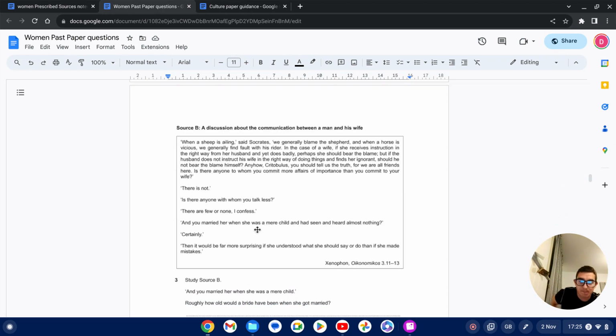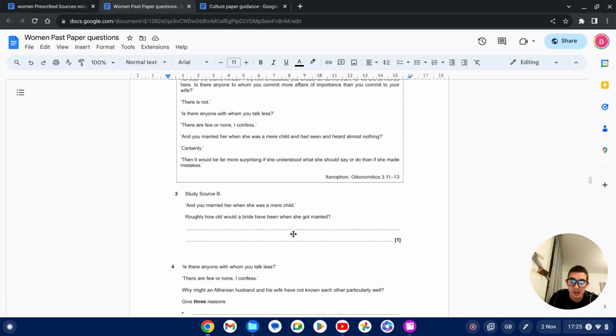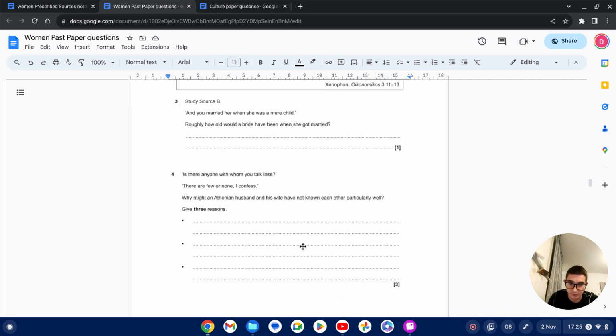Source B. So Xenophon Oikonomikos 3.11 to 3.13. This was in the insert. It's not in the prescribed sources, although a different part of Xenophon Oikonomikos is in the prescribed sources. But you've got a 1 mark question again. And if you actually look, the answer is not in here. Roughly how old would a bride have been when she got married? That's a factual recall section.